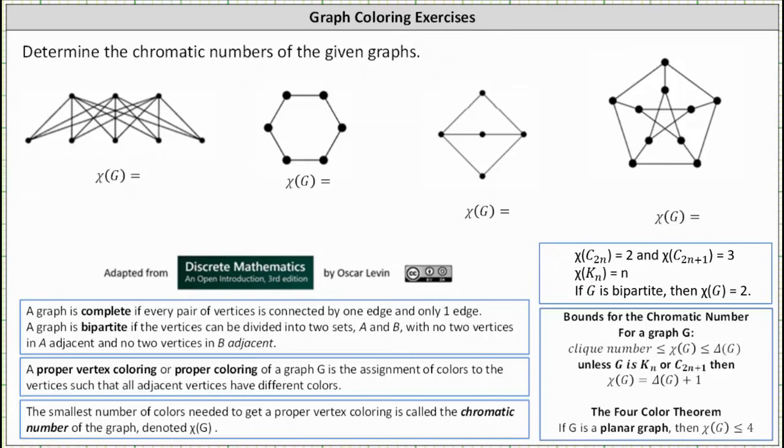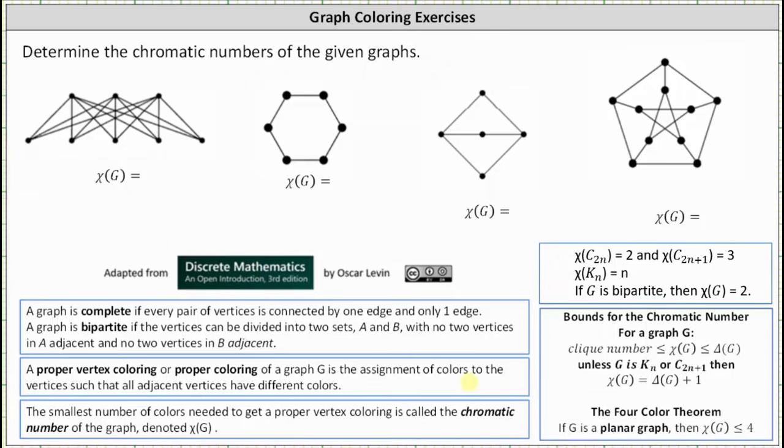We're asked to determine the chromatic numbers of the given graphs. The chromatic number is the smallest number of colors needed to get a proper vertex coloring, where a proper vertex coloring of a graph G is the assignment of colors to the vertices, such that all adjacent vertices have different colors. Looking at the graph on the left, we have a complete bipartite graph.